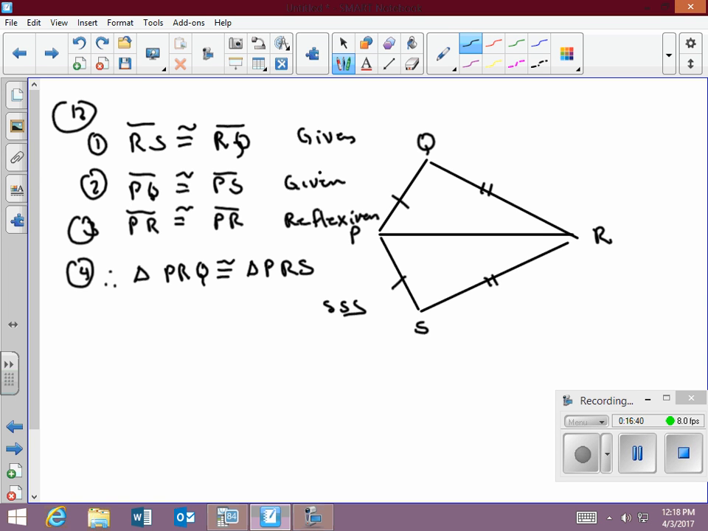And what I want to do is have a reason here and then a statement here. So every statement should have a reason. But that's the way you could do that one, to show congruency.